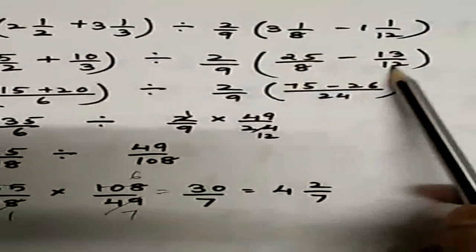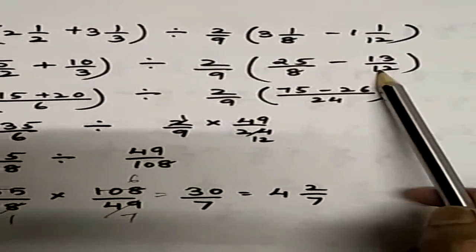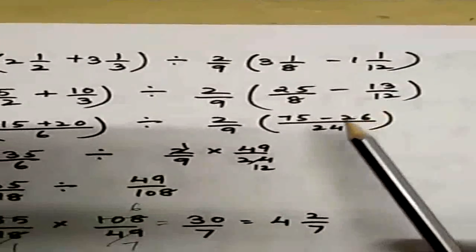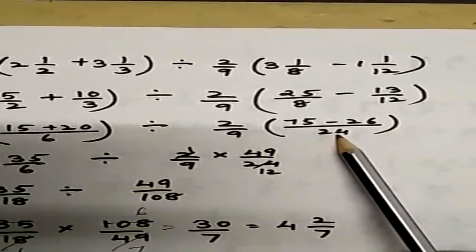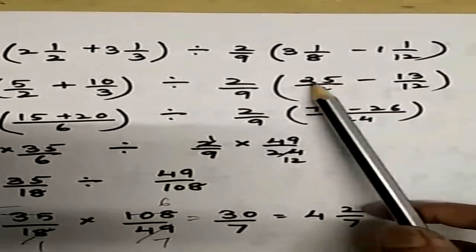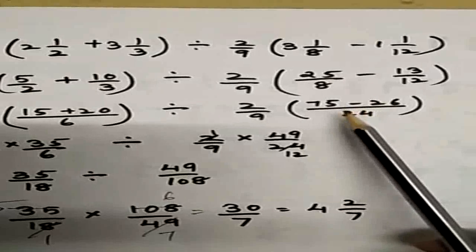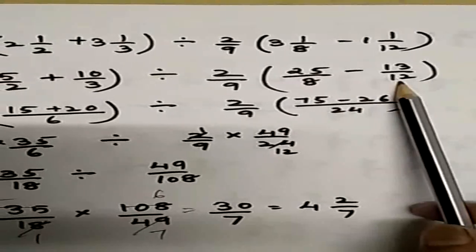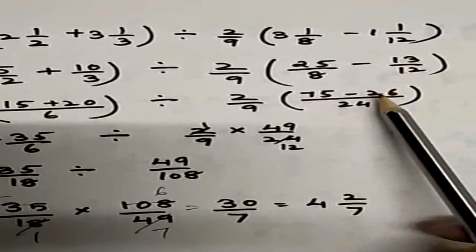Here also we will do the same. Take the LCM of 8 and 12. You know how to take the LCM. LCM of 8 and 12 is 24. Now 24 divided by 8 is 3. 3 into 25 is 75. 24 divided by 12, what answer do you get? 2. 2 into 13 is 26.